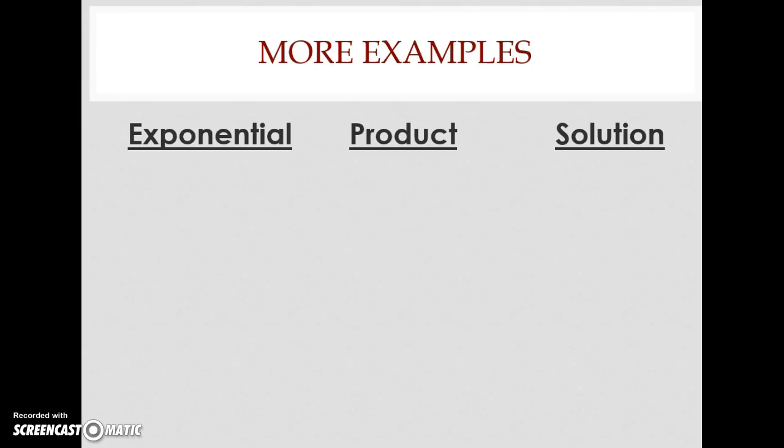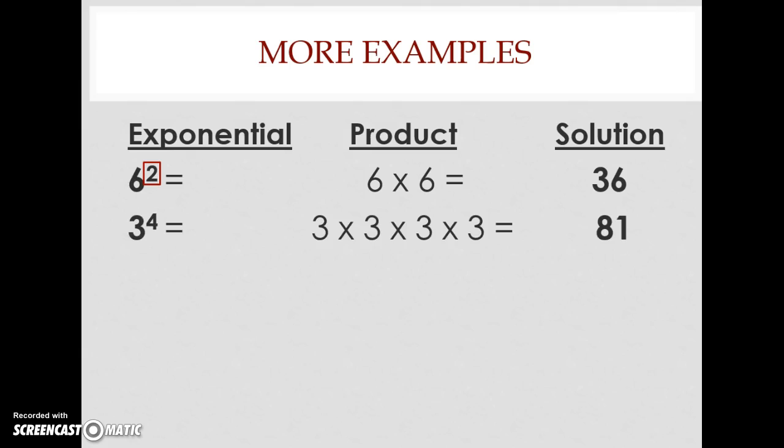Okay, so these are a few examples I just wanted to go over. I have this exponential format, 6 to the second power. Remember, that 2 is telling you how many times I am going to multiply 6. So I'm multiplying 6 twice. 6 times 6 equals 36. Now my next example, 3 to the fourth power. Again, the 4 is telling you how many times I am multiplying 3. 3 times 3 times 3 times 3, and the answer is 81.